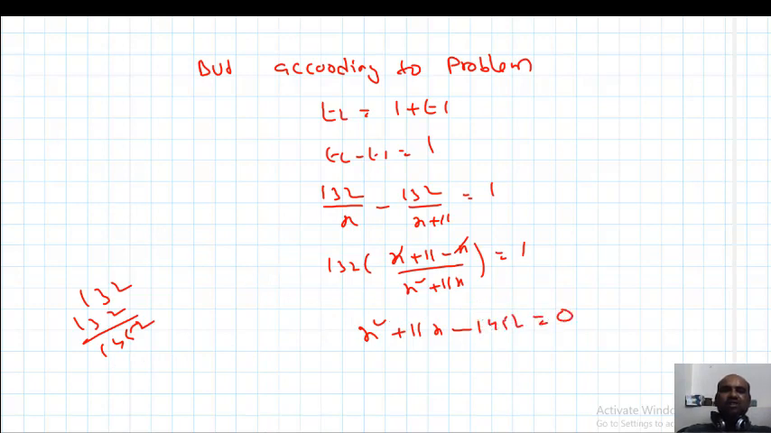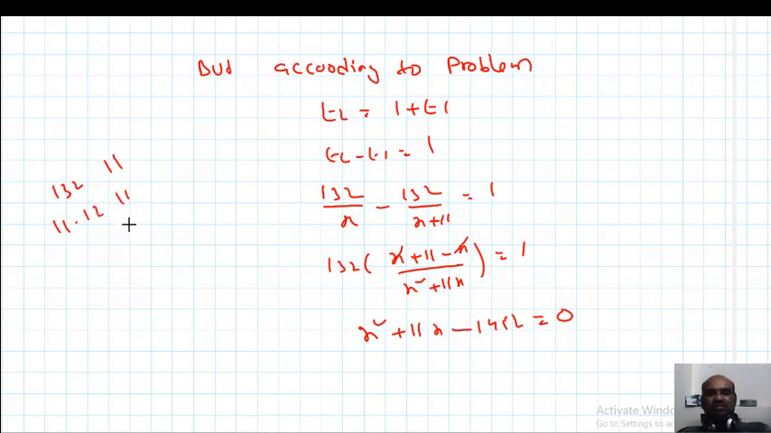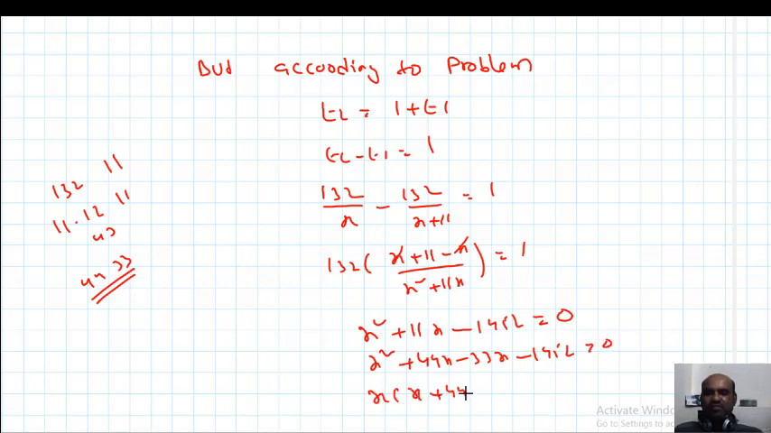11 is 1452 equal to 0. Now we want to find factors of that. 4 threes are 44, 33, the difference is 11. Okay, x square plus 44x minus 33x minus 1452 equals 0. I can take x common, x plus 44, minus 33 I can take common, x into x plus 44 equals 0. So x plus 44 into x minus 33 equals 0.